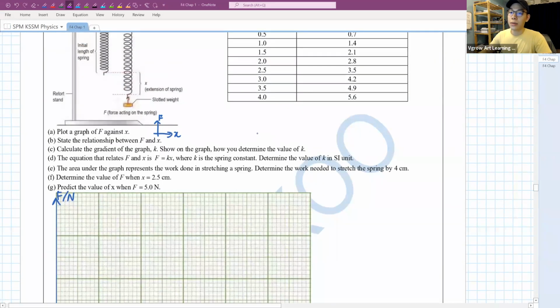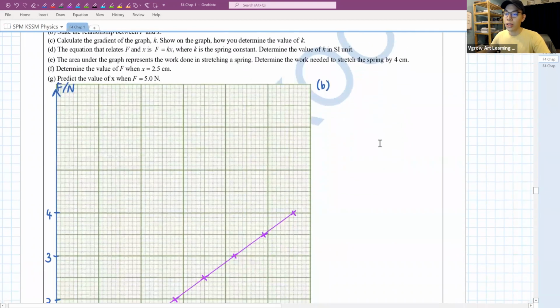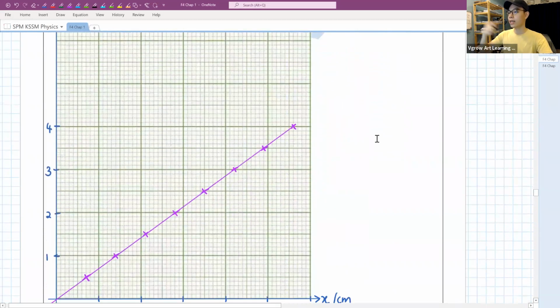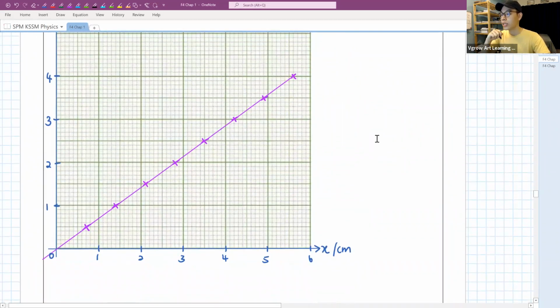Part B, you see the space here, we can write the answer in the space here. Plot is part A, plot graph. Part B, state the relationship between F and x. You will see that when I draw this graph, I purposely extend the line so that it will touch 0. It makes sense, right? Because I know this graph should touch 0.